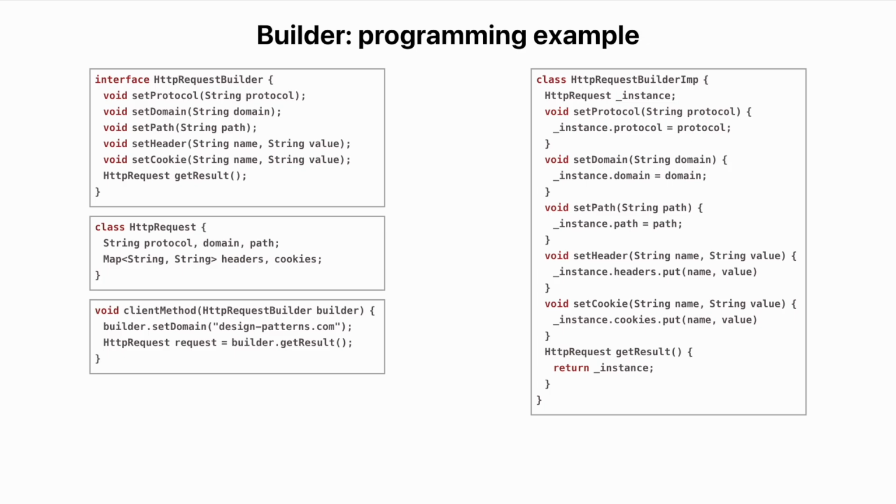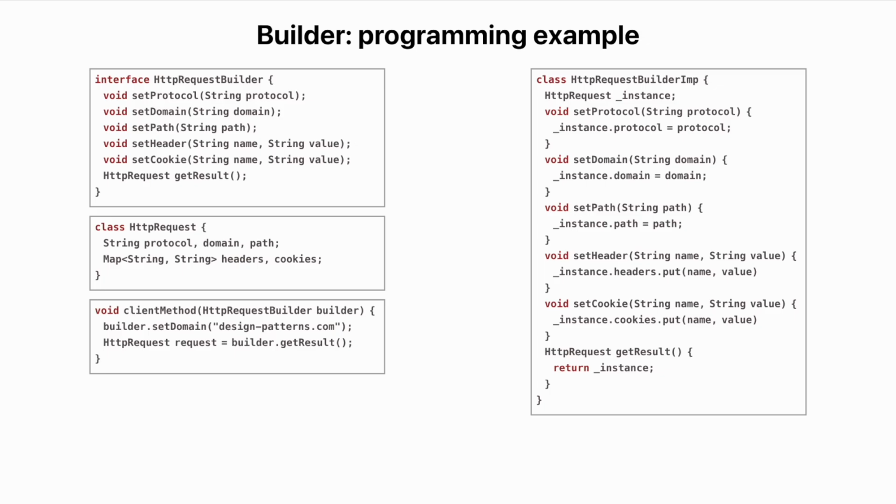For example, we want to create a library that will be used to make HTTP requests. Here, creating an HTTP request is complex since we have to specify various details like protocol, domain, path, request headers, cookies, etc. Some of the details use some default values and some details are optional in an HTTP request.